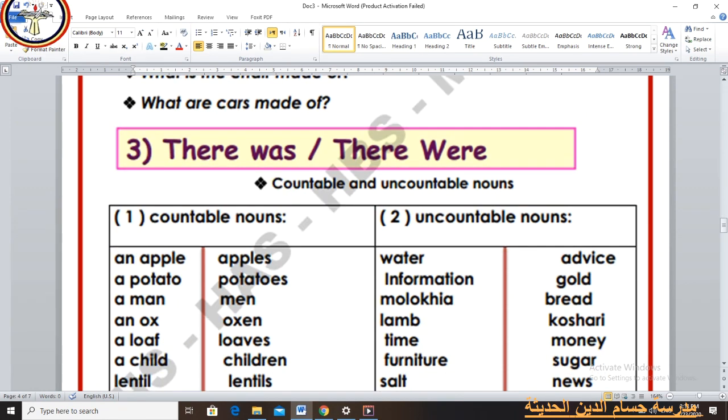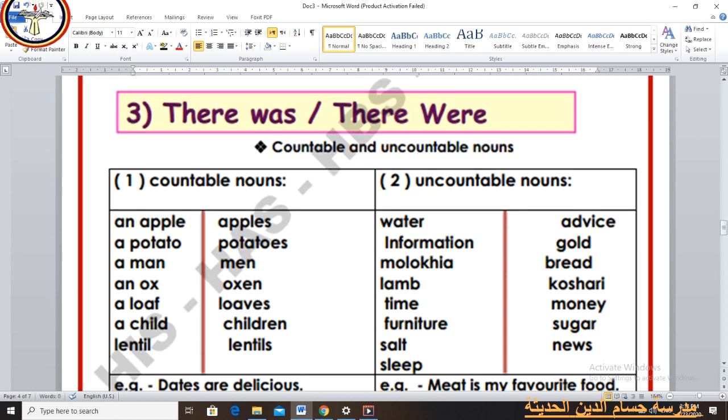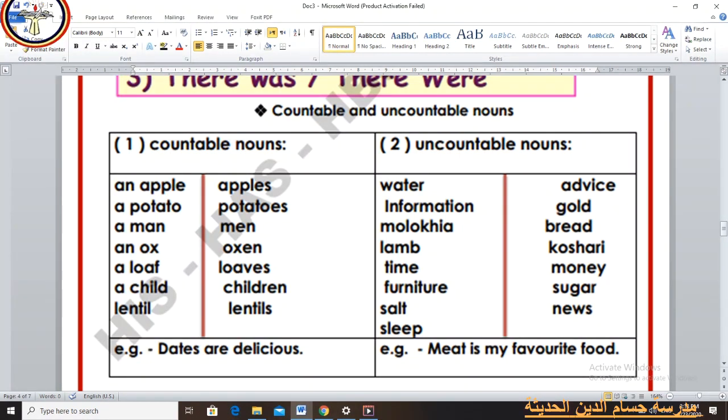Now, let's revise again the use of there was or there were, countable and uncountable nouns. We have the singular and the plural of some countable nouns: an apple, apples; a potato, potatoes; a man, men; ox, oxen; a loaf, loaves; a child, children; lentil, lentils. We have an example: Dates are delicious.